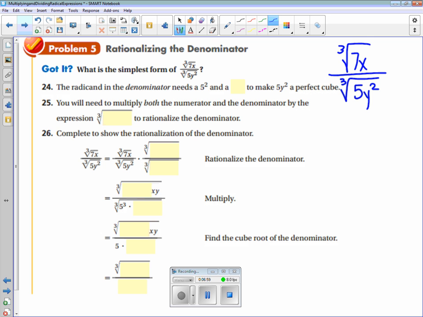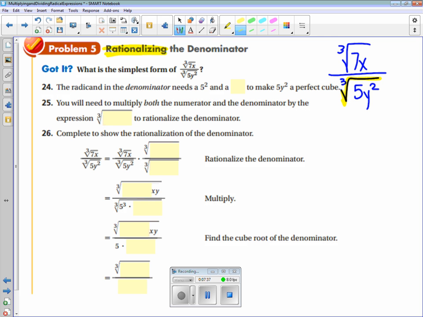The unfortunate part is that in math, we don't like to leave our answers with a radical in the denominator. So what we have to do is something called rationalize it. Rationalizing the denominator is a fancy way of saying getting rid of the radical in the denominator, the radical in the bottom of the fraction. Okay? So we need to figure out a way to do that. And what we're going to end up doing is multiplying both the top and the bottom by a specific number to get rid of the radical. Okay? That's the purpose of this.